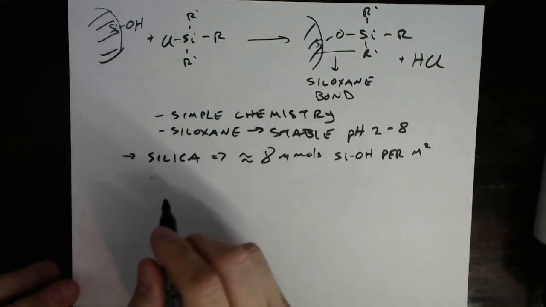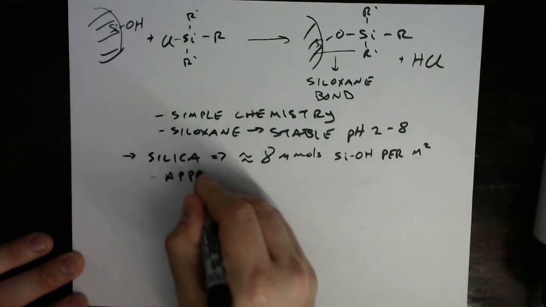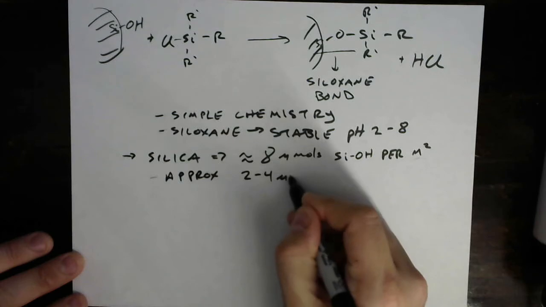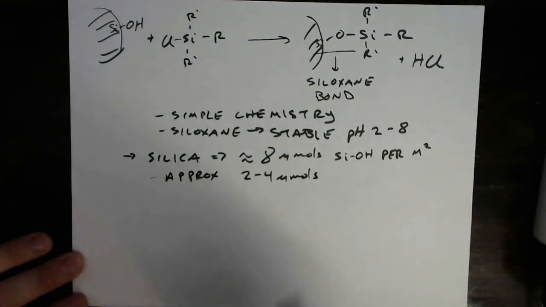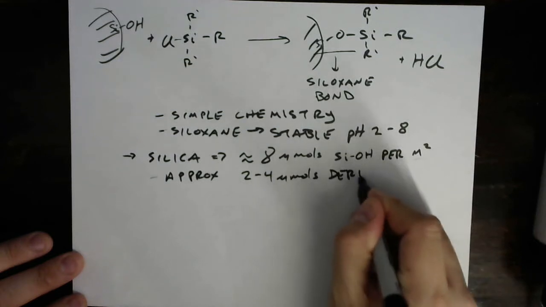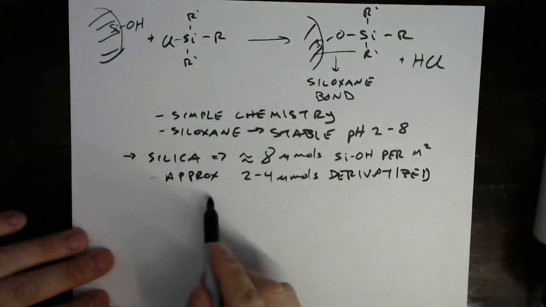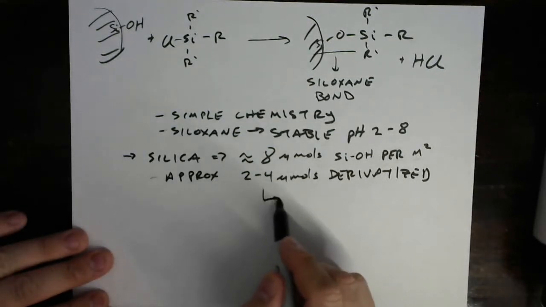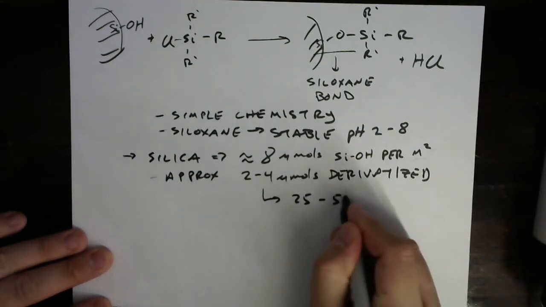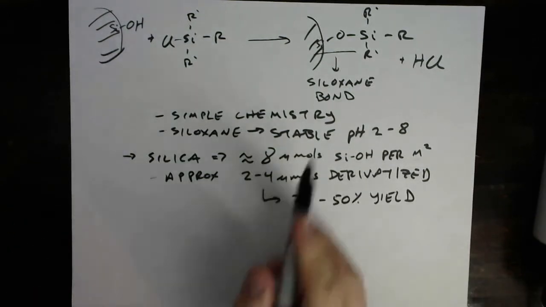And so I'll tell you that it is pretty common to say something like on the order of 2 to 4 micromoles are derivatized by this reaction. And so if you want to think about that in terms of yield, obviously that's easy math, right? That's 25 to 50% yield when you do this with particles like this.